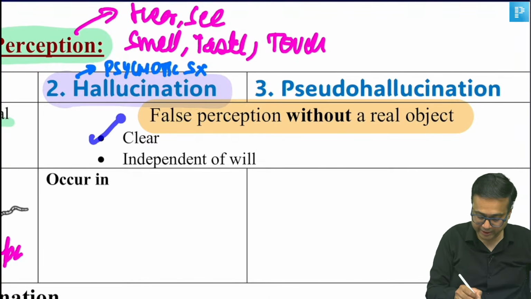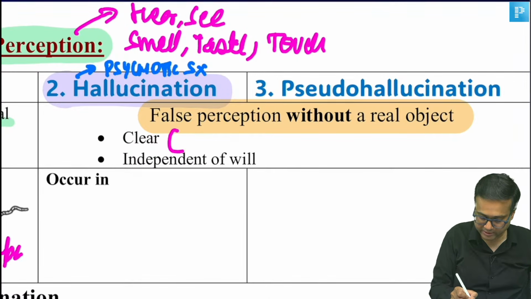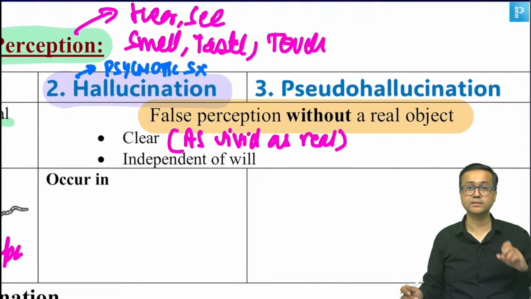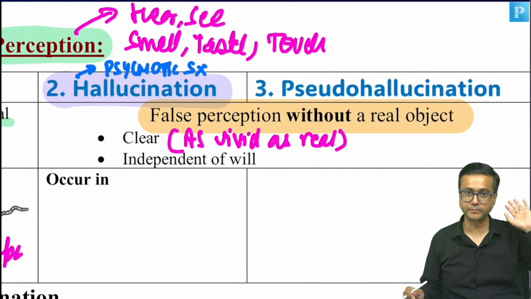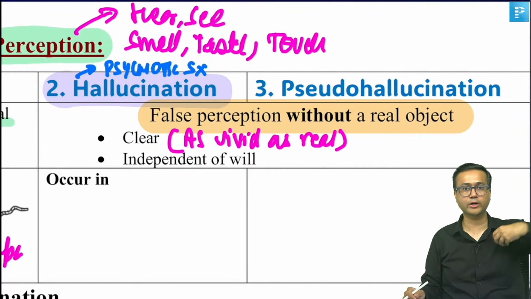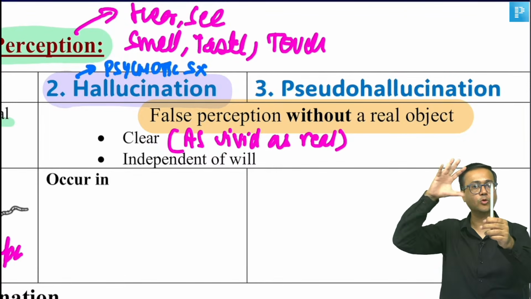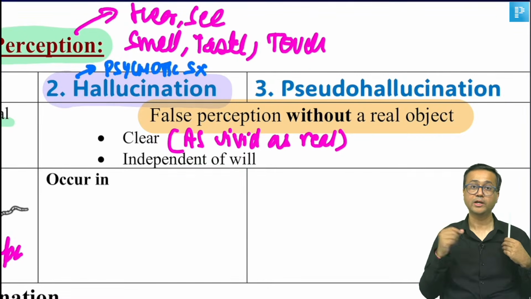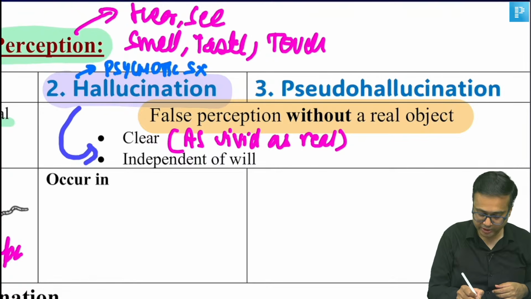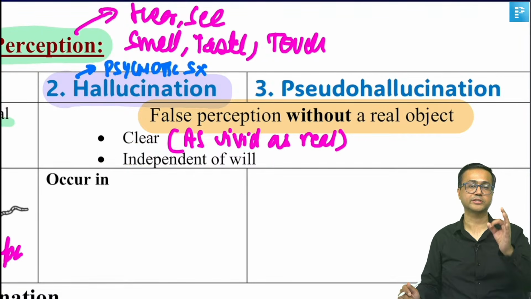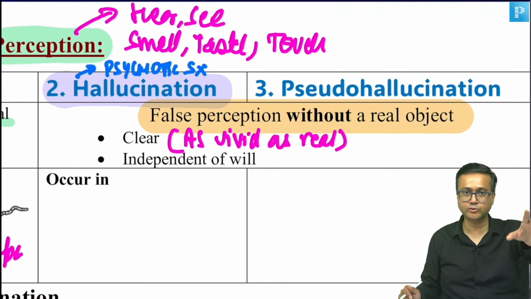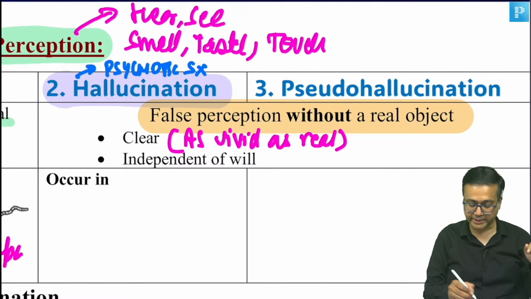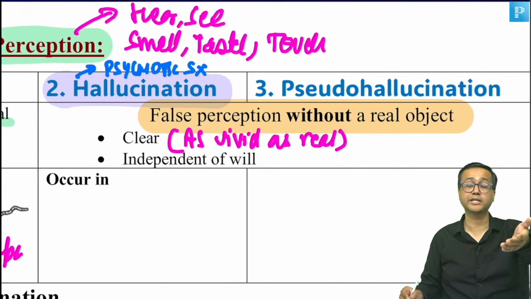Please remember, beta, it is very clear. In fact, write down: as vivid as real. Just like you can see me, he can see that person also very clearly. Just like any real object, it is not under my control. Like this pen I am holding, it is not under my control. I cannot just wish and make this pen disappear. Similarly, hallucination also is independent of the person's will. So hallucination is a false perception without any real object, but it is as clear as any real object and independent of the will.